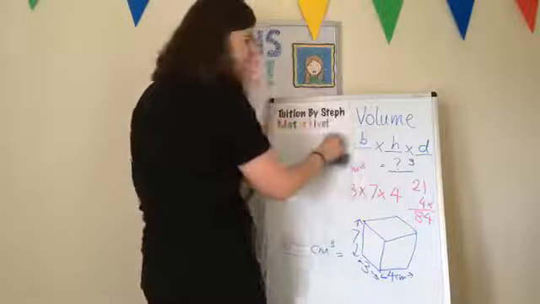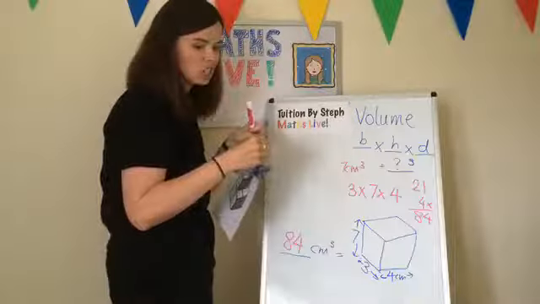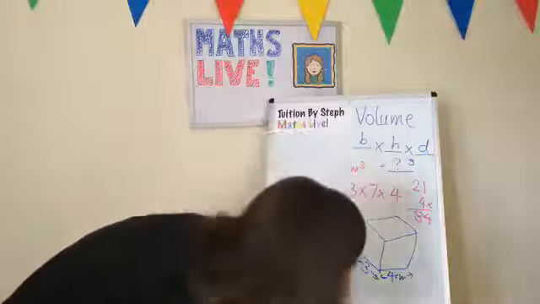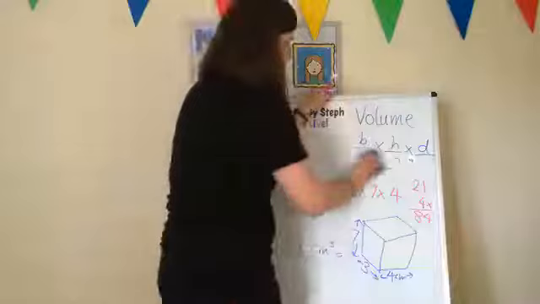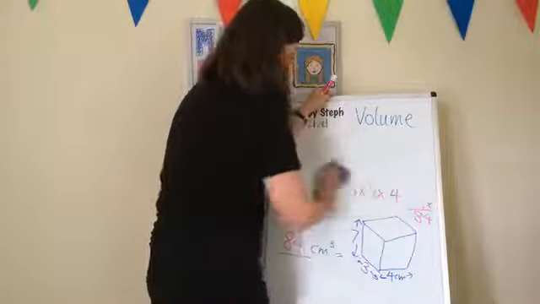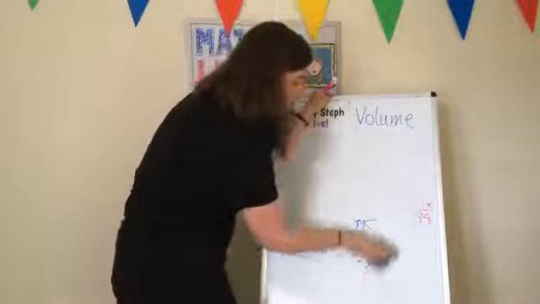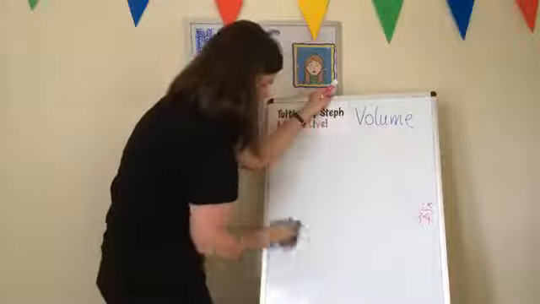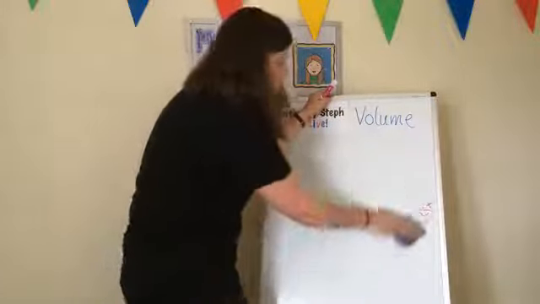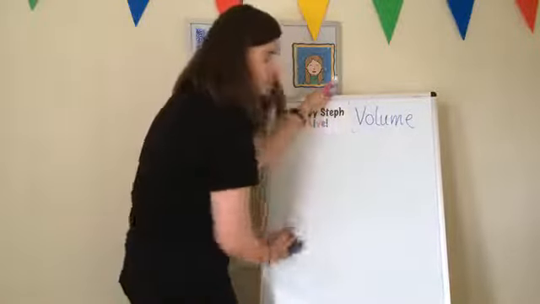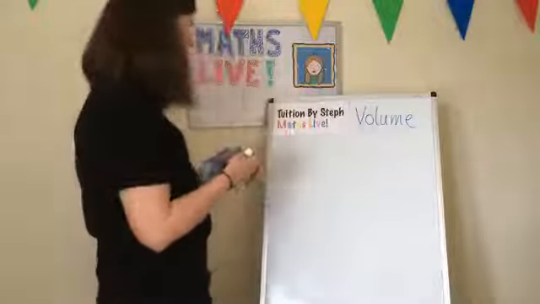I don't think volume's that hard. It looks like, oh wow, 3D shapes. But no, it's not that hard, it's just an extra length. You don't need to halve anything like you do with triangles or put anything into brackets. You've just got to spot them.